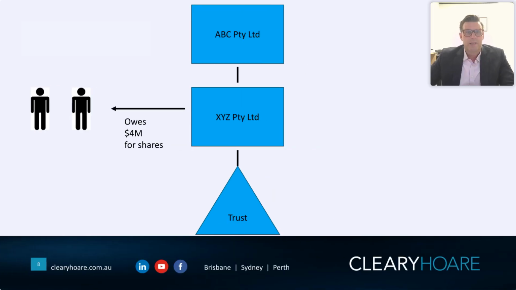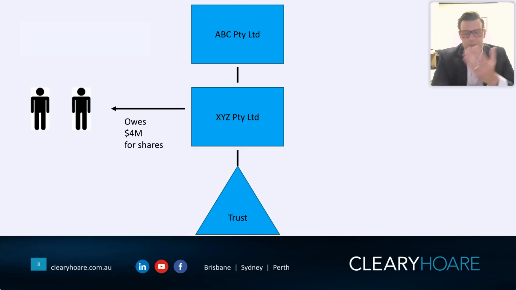This would be our structure at the end of the first part of the restructure. So we have ABC at the top, it's still trading. We haven't had to do anything in terms of redoing contracts with any of our suppliers or entities that we deal with. We haven't had to renegotiate leases or anything like that. We've got XYZ Proprietary Limited as the shareholder of ABC. All of the shares of that are held by a trust, and it owes 4 million to mum and dad for the value of the shares.